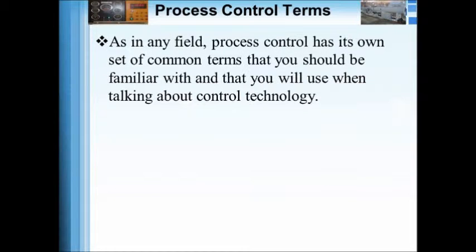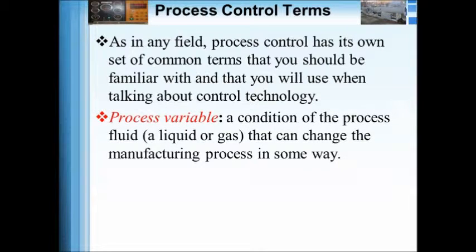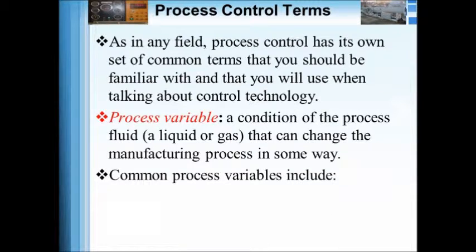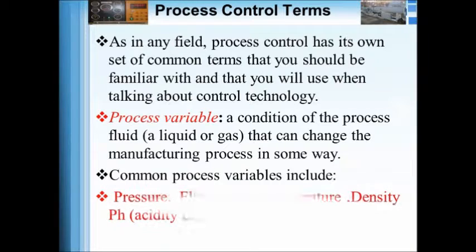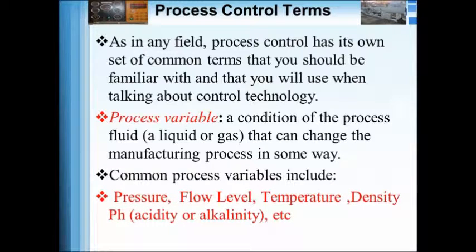Process control terms. As in any field, process control has its own set of common terms that you should be familiar with and that you will use when talking about control technology. Process variable: a condition of the process fluid, a liquid or gas, that can change the manufacturing process in some way. Common process variables include pressure, flow, level, temperature, density, and acidity and alkalinity.